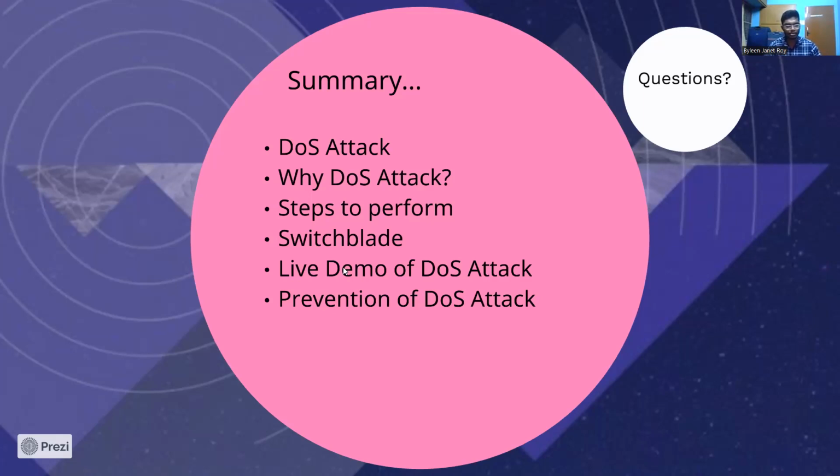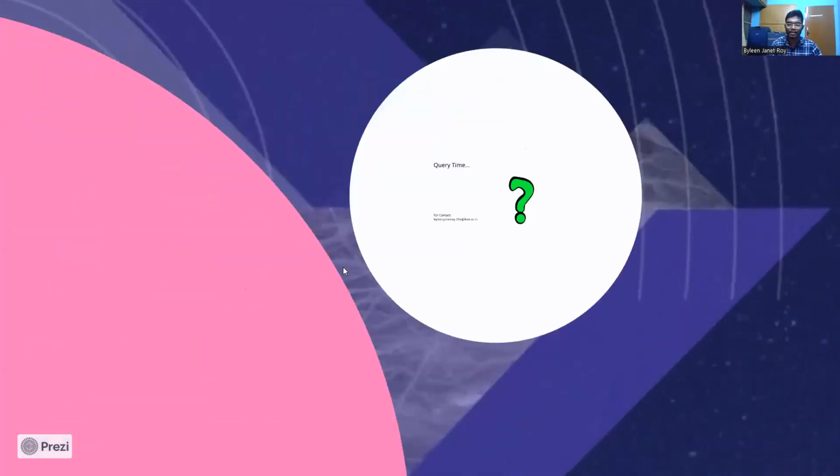I have prevented it by using the connection limit, conn limit, and I have set it to 5 so that it will be accepting only 5 connections and the rest will be ignored. That's it. Any other questions?